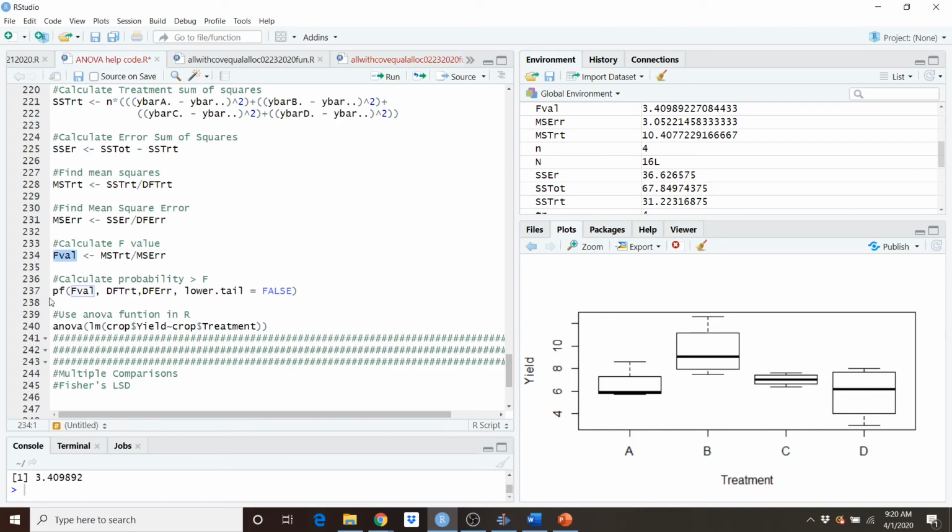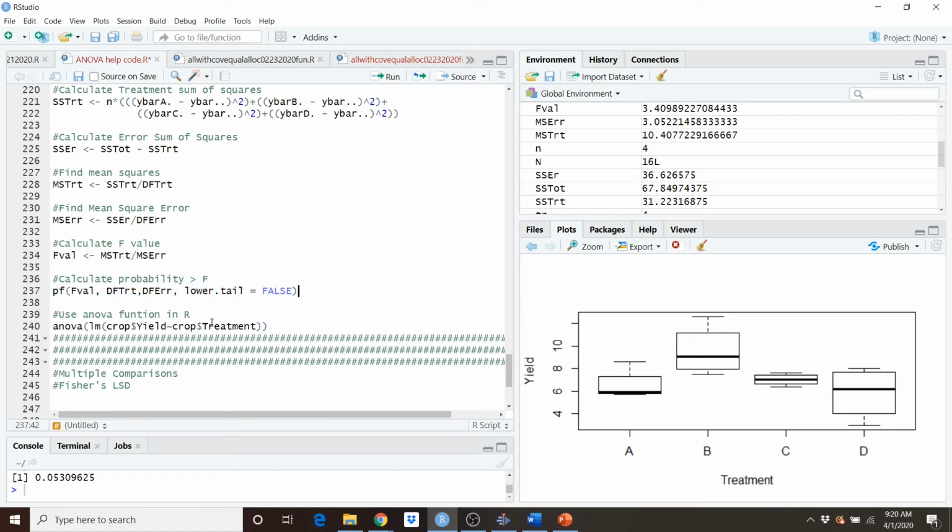And so I'd like to calculate the probability that I'm greater than this particular F value. So I'm going to use the F probability function, where notice I've got F val, that's my first value I put in, and then I've got my degrees of freedom of treatment, my numerator degrees of freedom, then my degrees of freedom in the denominator, my error degrees of freedom. And I'm calling this lower tail equals false because I'm looking for a greater than. And when I calculate this, I get 0.05309.